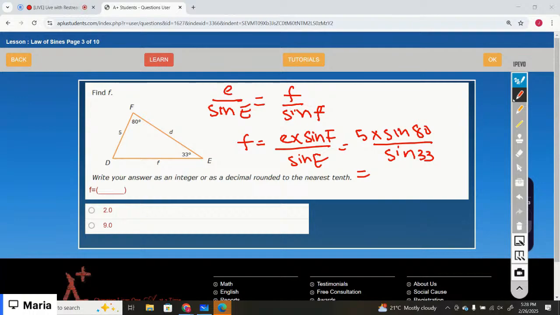Sine 80 is 0.9848, times 5, that is 4.9. And then sine 33 is 0.54. So just divide 4.9 by 0.54, that is 9.0. Option number 2 is the correct option.